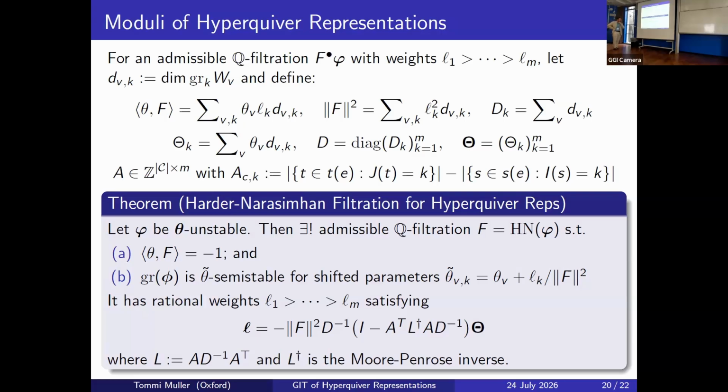So the matrix L here is some sort of Laplacian matrix, and L dagger is the pseudoinverse. So this gives us a formula for the weights, and you can see that unlike the quiver case, you need information about how the associated graded splits.